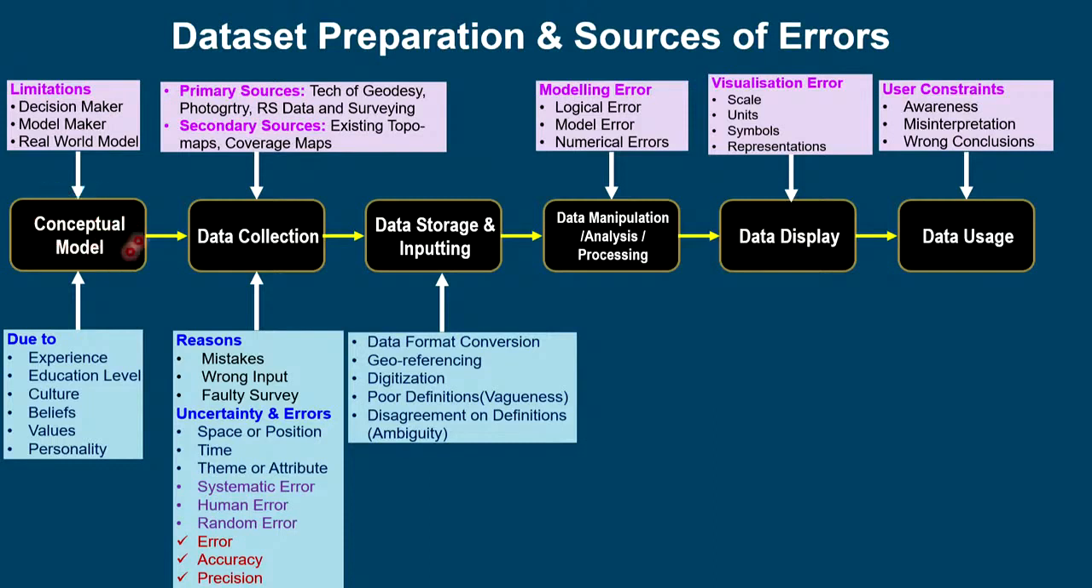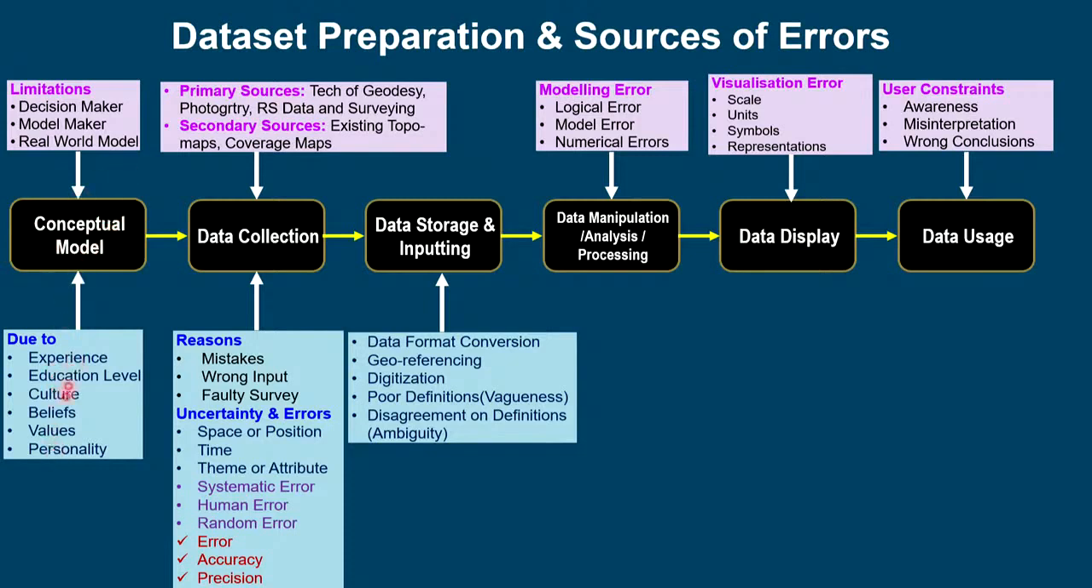This planning or conceptualization of the model can also be affected by many things, or by the people involved in this, and those people have certain limitations due to their experience, their level of education, their culture, beliefs, values and personalities. You can see these are some social terms, but these terms also affect the conceptualization of the model. If the conceptualization of the model is not perfect, it means some error is there, and that error will go to the next step. This step cannot be done perfectly if the conceptualization model is not perfect.